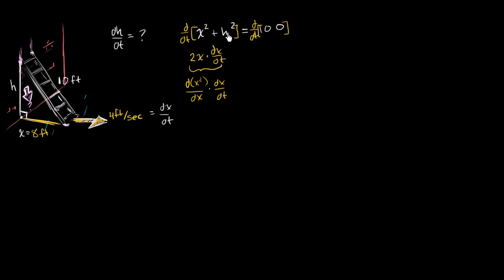Now similarly, what's the derivative of h squared with respect to time? Well, that's just going to be 2h, the derivative of h squared with respect to h, times the derivative of h with respect to time. Once again, this is the derivative of h squared with respect to h times the derivative of h with respect to time, which gives us the derivative of h squared with respect to time.